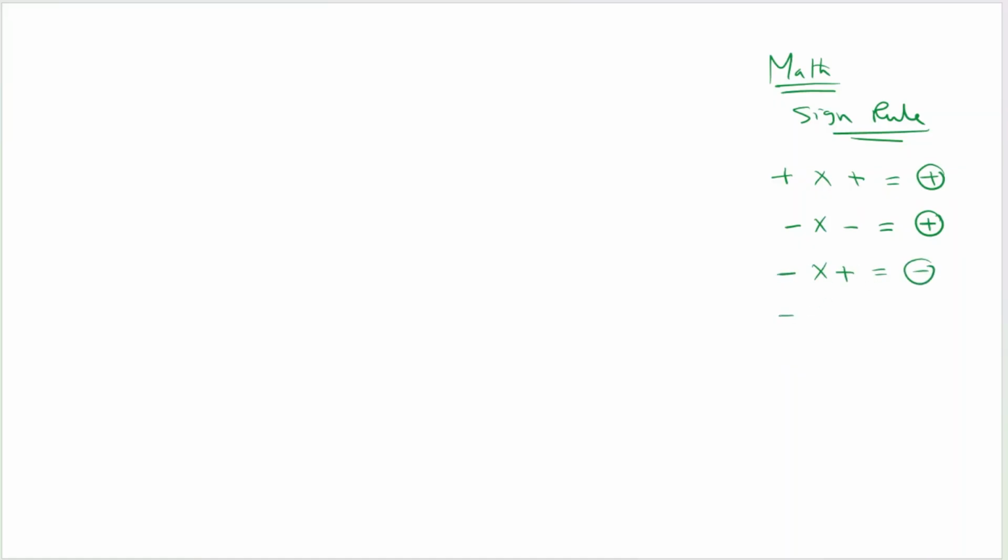In math, we have the sign rule, in which if we have two positive numbers and we multiply them, we will have another positive. What if we have two negative numbers? After multiplication we will also have a positive number. But if we have a negative times positive, it will be negative, and also if you have positive times negative, it will also be negative.